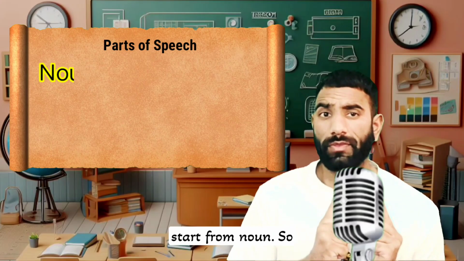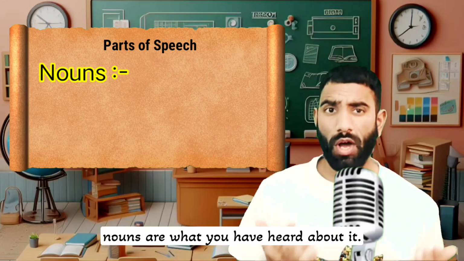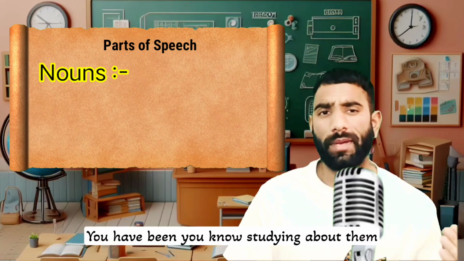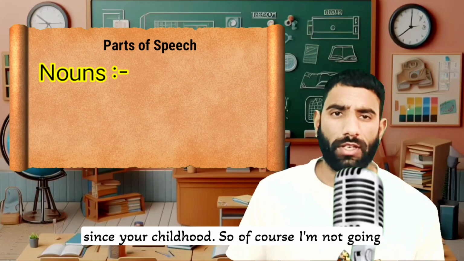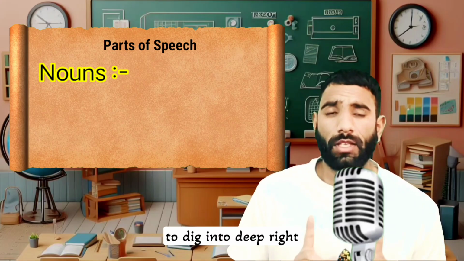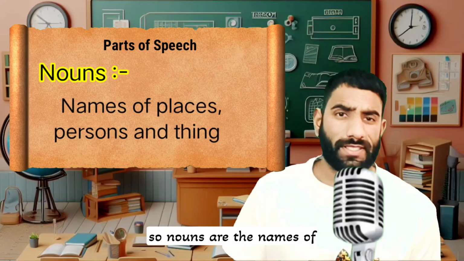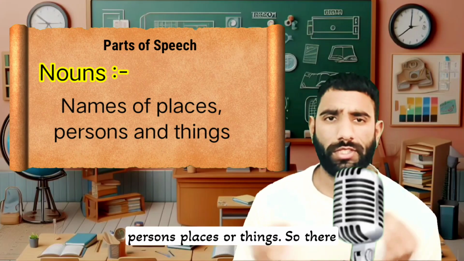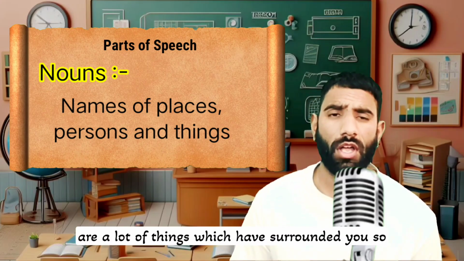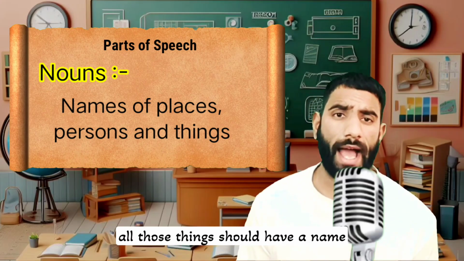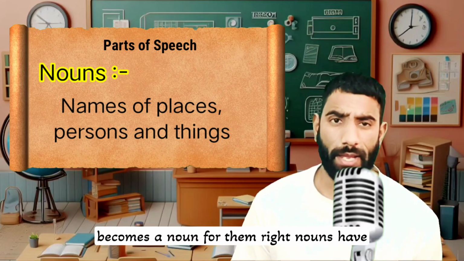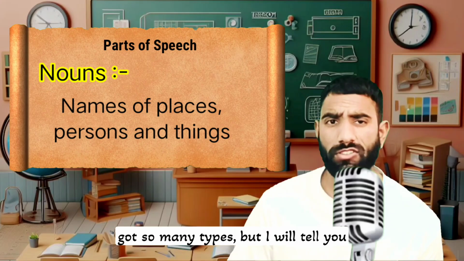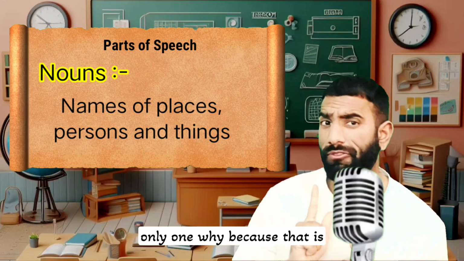So let's start with nouns. You would have heard about them; you have been studying them since your childhood. So of course I'm not going to dig deep, right? Nouns are the names of persons, places, or things. There are a lot of things surrounding you, and all those things have a name, and that name becomes a noun for them, right? Nouns have many types, but I will tell you only one.